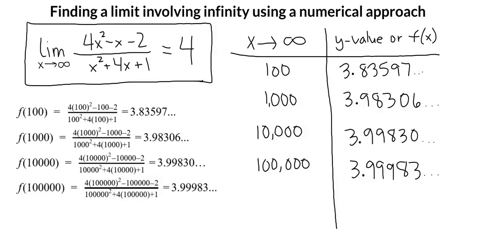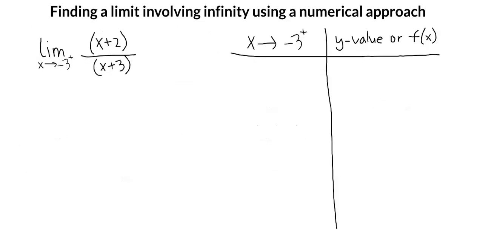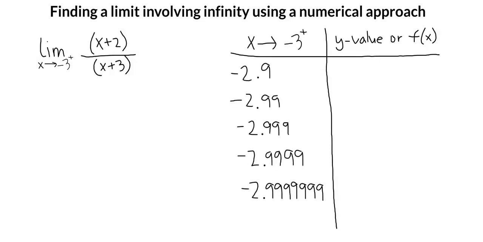Let's do another example. In this example, we need to find the output of the function as x gets increasingly closer to -3 on the right side. We want to make sure that we arrange the x's in the table so that their values decrease and get closer and closer to -3. This means we want to substitute numbers slightly greater than -3 into the function, like -2.9, -2.99, -2.999, and so forth.